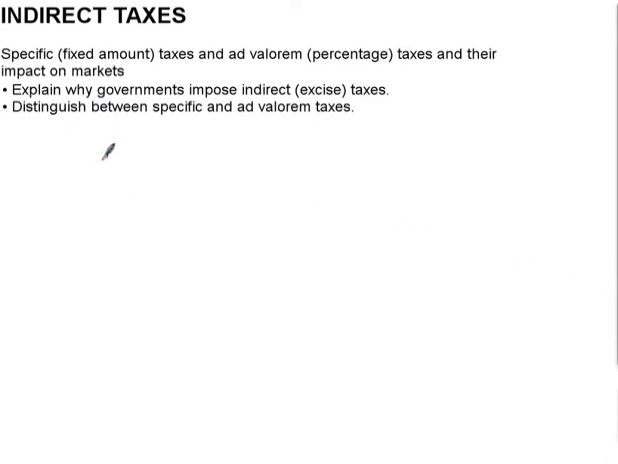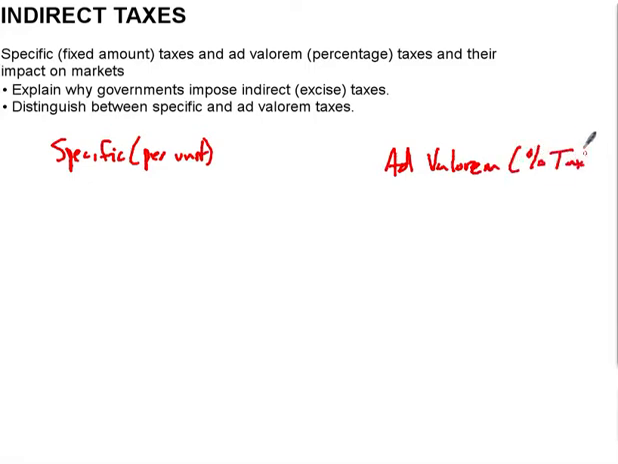All right, so now we want to distinguish between a specific tax, we're going to call this a per unit tax, and an ad valorem tax, and we're going to call this a percentage tax. All right. And so all this specific or per unit tax is, so for cigarettes.